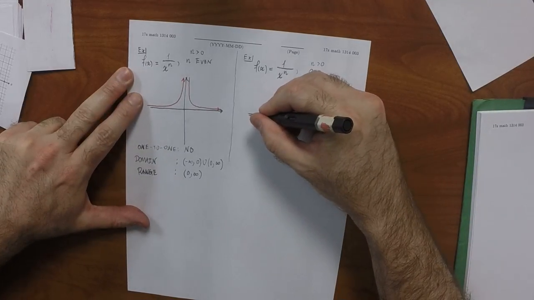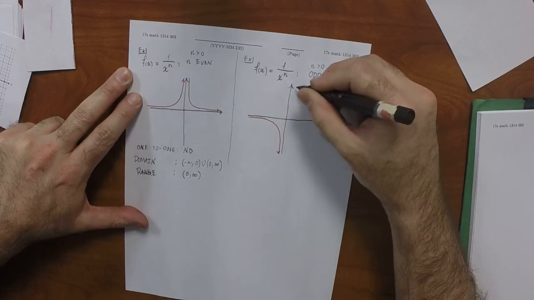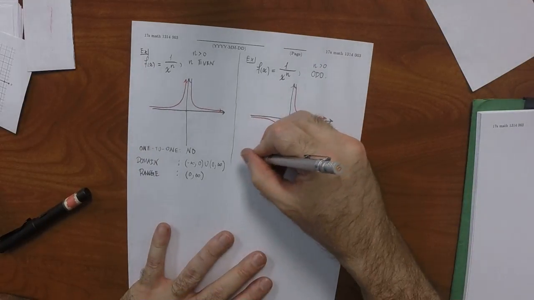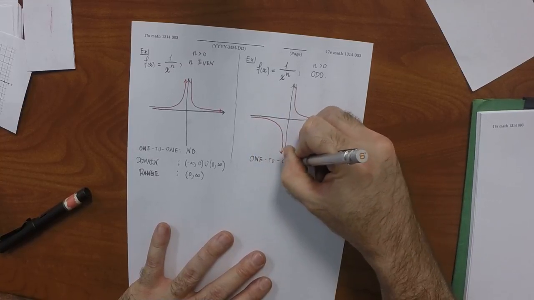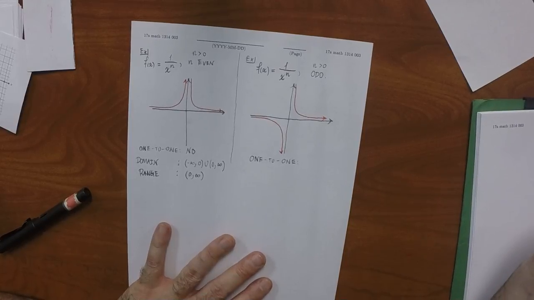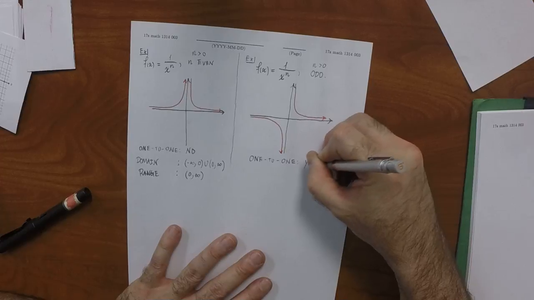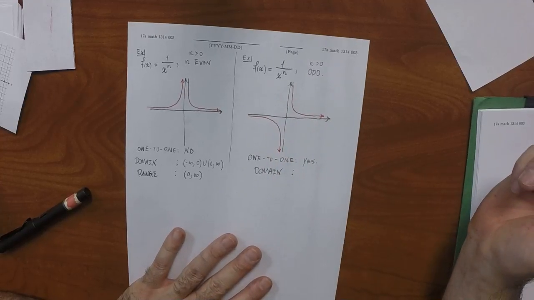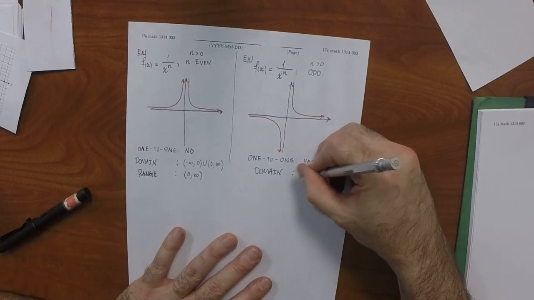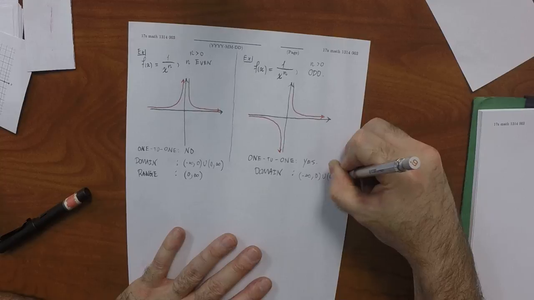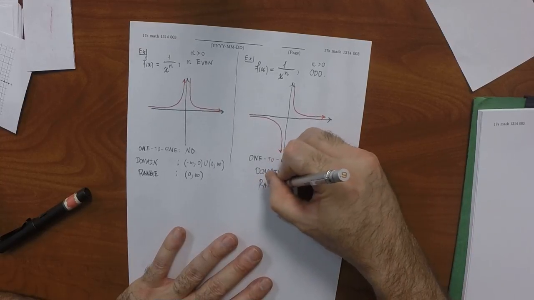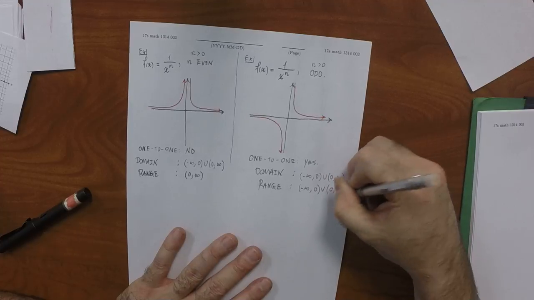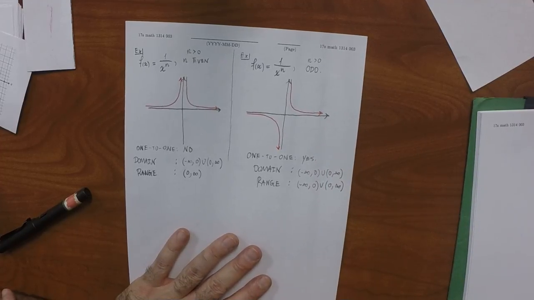This one, the odd case, is where one of the arms is down. So is it 1-to-1? Will it be? Yes. How about its domain? Very good. And how about its range? Same as the domain. Okay, interesting.